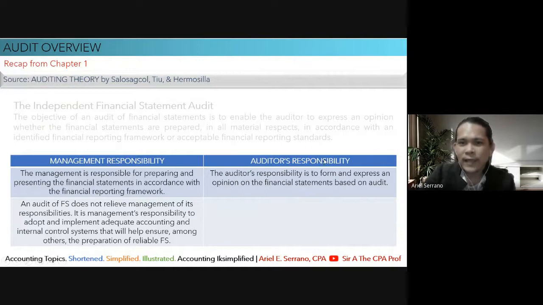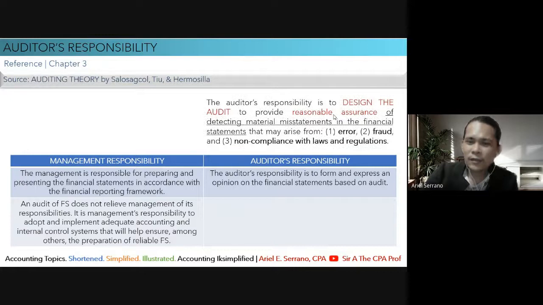Expound further natin itong auditor's responsibility para mas lalo pa po ninyong maintindihan ano ba ang responsibilidad ninyo bilang mga future auditors. So yes, I am claiming that some of you will be auditors by profession, once you pass the board exam. Now, please take note of this.